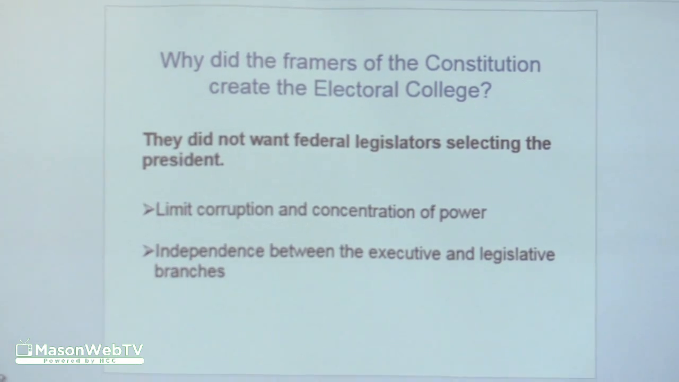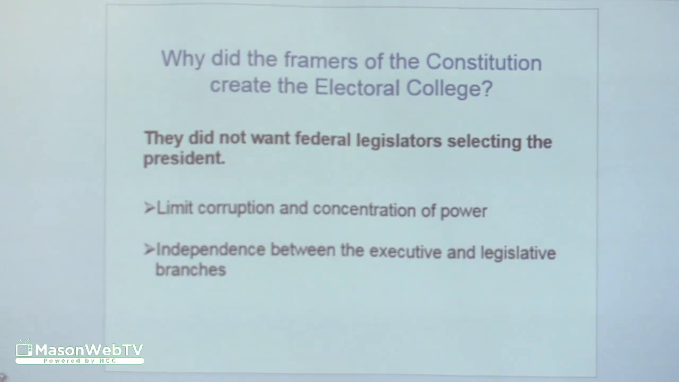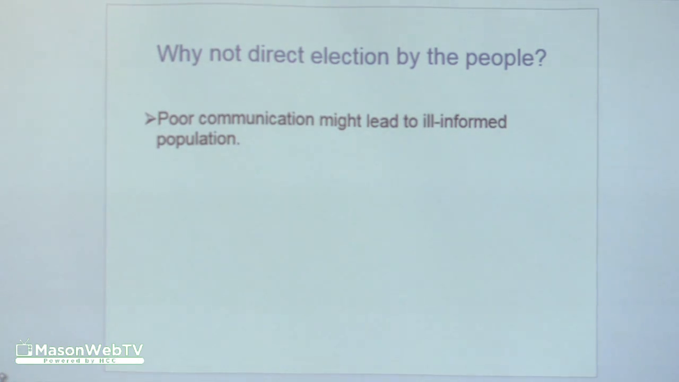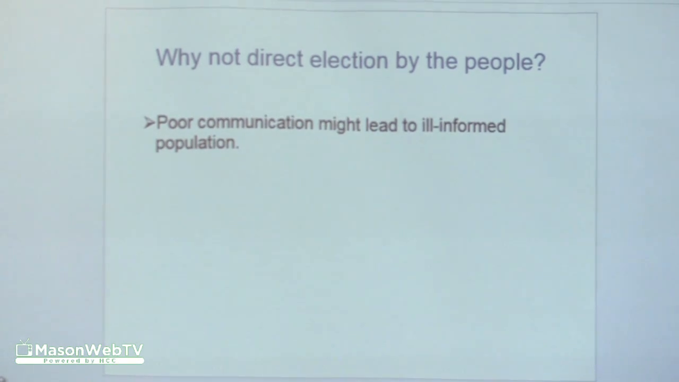So, the most important consideration was that they wanted to limit the potential for corruption and concentration of power, and maintain the independence between the executive and legislative branches. So they wanted a method other than having Congress select the president, which was the method originally suggested by the delegates. So why not just elect the president directly?